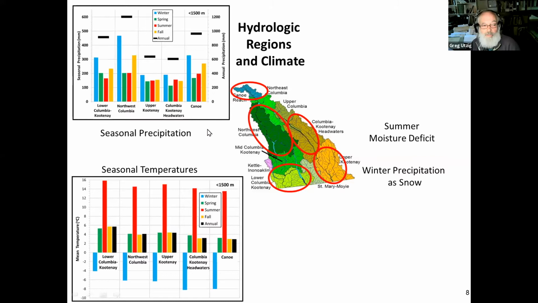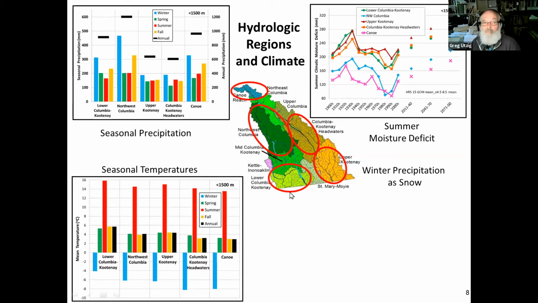You can also look at seasonal temperatures. As you can see, summer temperatures are generally high across the region, but winter temperatures vary dramatically in the ones in the Rocky Mountain Trench closer to Alberta, with more continental influences. We're looking at quite a bit colder winter temperatures in those areas, and in all the areas actually, the other seasons are relatively similar, but there are differences between the regions.